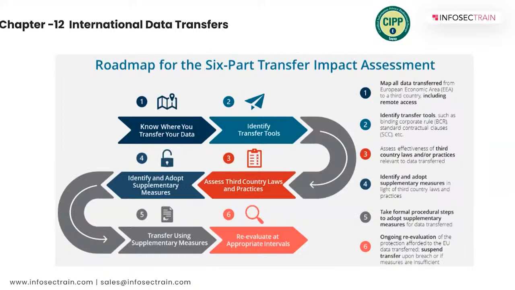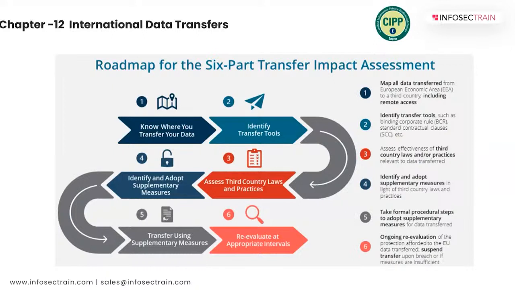So the terminology of transfer impact assessment was coined, and these are the 6 important steps which you need to ensure as part of your transfer impact assessment. This is one of the assessments which we do for all international data transfers which you do as part of your standard contractual clauses, right? So the first step is to know where you're going to transfer the data, and then identify the tools among the appropriate safeguards.